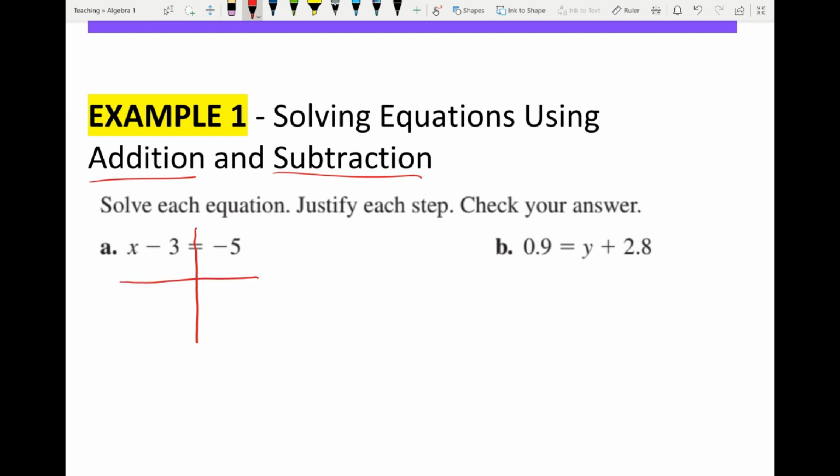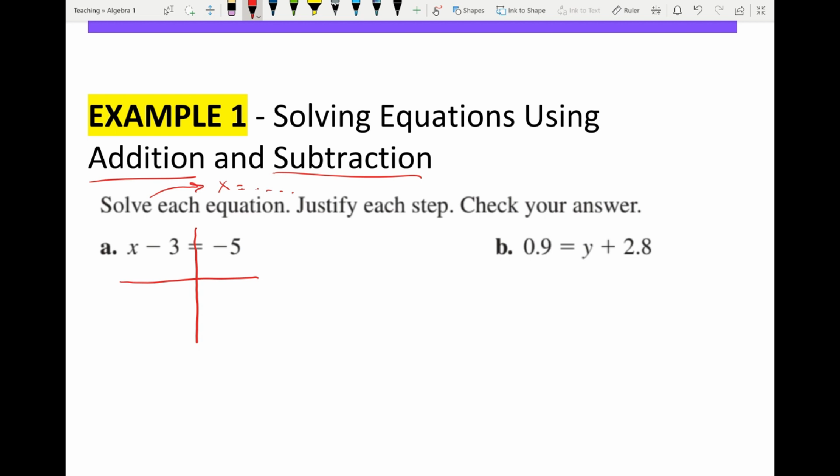The left side, which is x minus 3, and the right side, which is negative 5. If I want to solve for the variable, so basically when it says solve each equation, it means for the variable. So we want to get x by itself. Just x equals something.